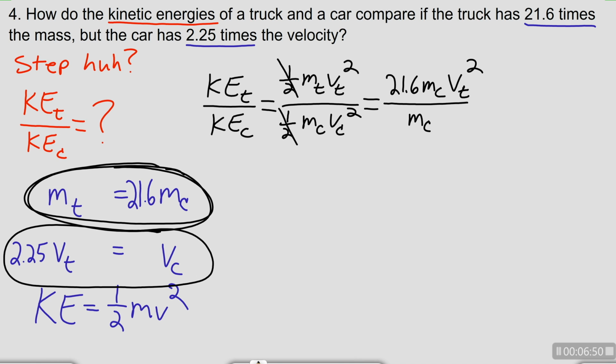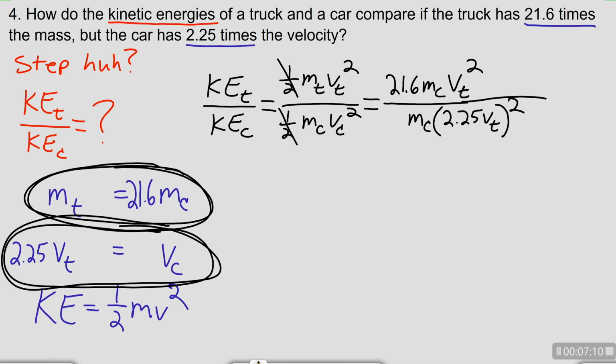And finally, v sub c squared. Is v sub c going to be easy to sub for? Yeah, it is, because I have v sub c is equal to something. So that would be easy to sub for. So I'm going to sub for it, and I'm going to be careful because of the rules of algebra. It's going to be in parentheses 2.25 v sub t, and that whole bit gets squared. Don't forget to put the whole thing in parentheses. The rules of PEMDAS, the rules of algebra, you're going to have to square the whole thing.